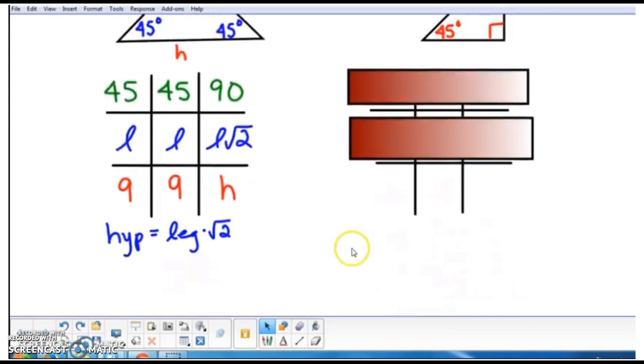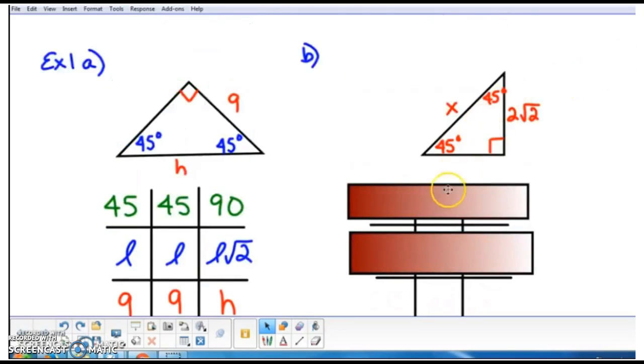Now, all I do is plug in what I know. My hypotenuse is opposite of my 90, is my h, and that is going to equal 9 root 2. We leave our answers like this because the 2 cannot be broken down and we do not want decimals.